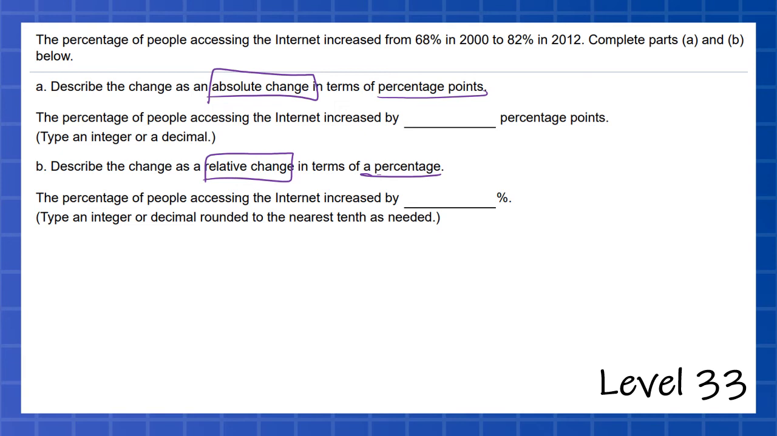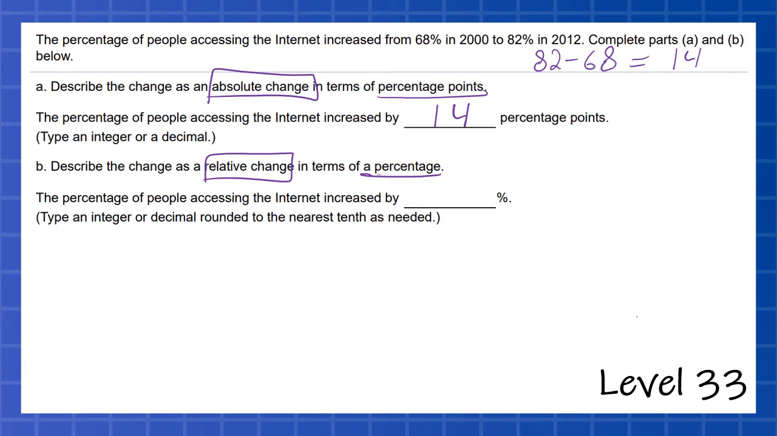So in this case, it went from 68 to 82. We're going to take the 82 and subtract what it started at, 68. And that would give us 14. Now that's a 14 percentage point increase. That is not an increase of 14%. So that's a percentage point increase. I just subtracted. So in absolute terms, that's 14 percentage points. Notice I didn't write the percent symbol.